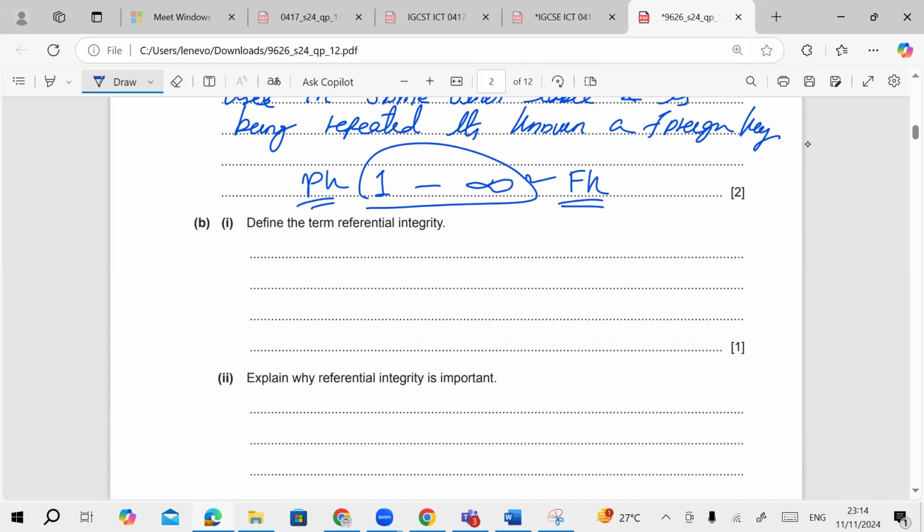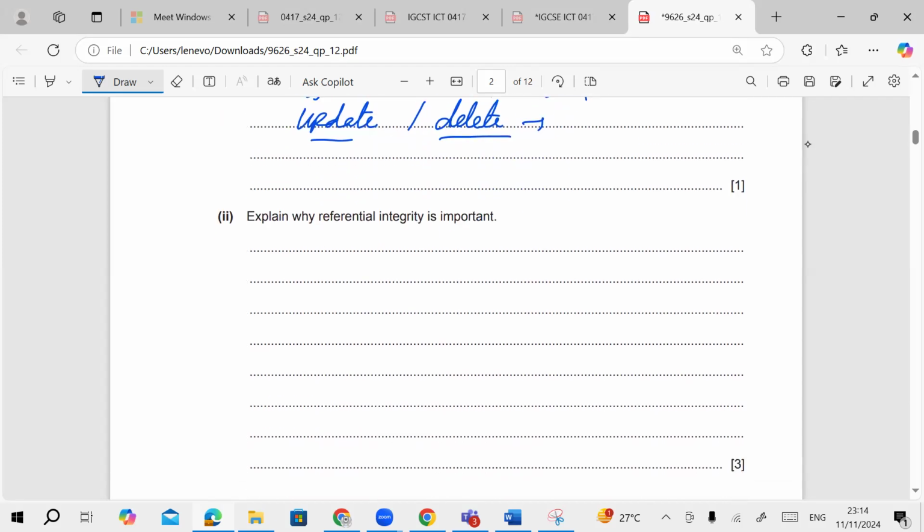Define the term referential integrity. Referential integrity is actually enforced between two tables. Okay, so why do we have to do it? The referential integrity is maintained between the tables. So whenever I have to update information or whenever I have to delete information, it will automatically update and delete it from the foreign table. Okay. Explain why referential integrity is important.